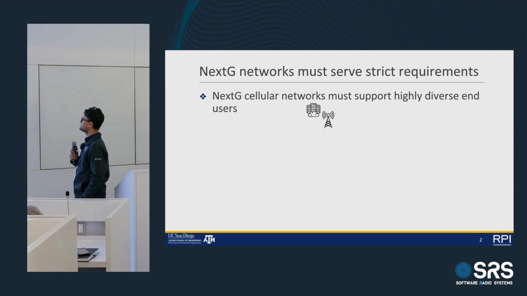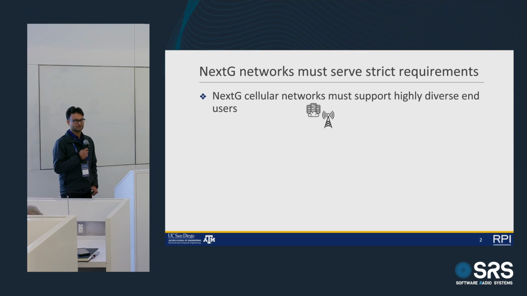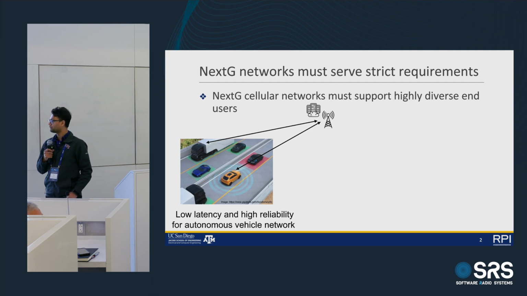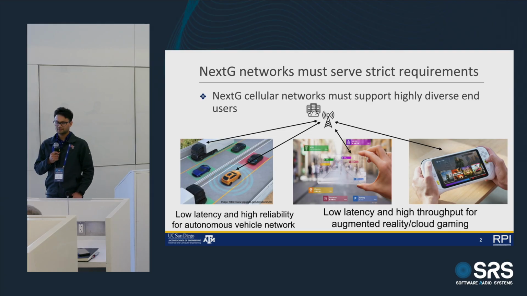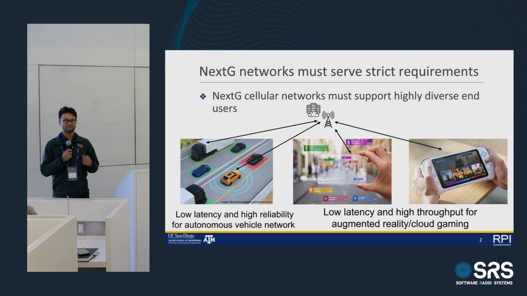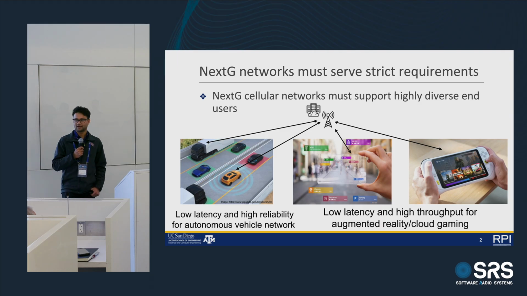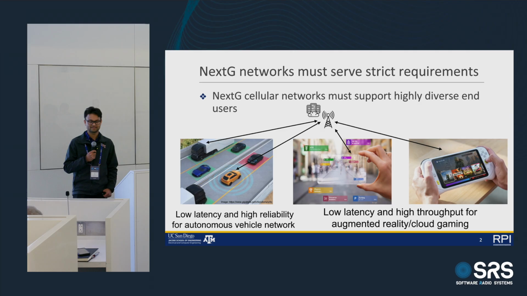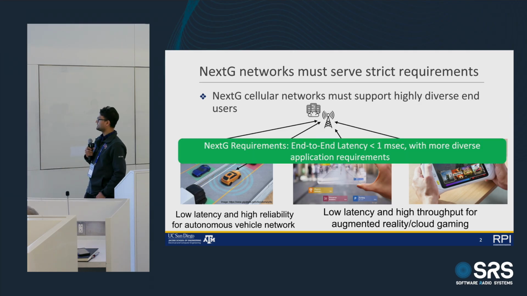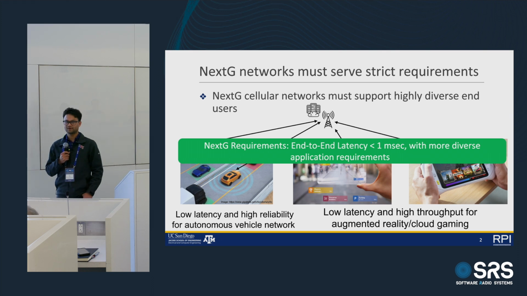What is the challenge there, right? One, we want to support a diverse set of applications and users in diverse environments. You can see we want to achieve low latency and high reliability for autonomous vehicles. We want to achieve these requirements for augmented reality, cloud gaming, and all these applications require meeting really tight deadlines, with higher data rate, higher throughput, and high reliability. These are diverse requirements for different applications that we want to support with the next generation network, 6G, right? Most of these applications require less than a millisecond of tight latency.